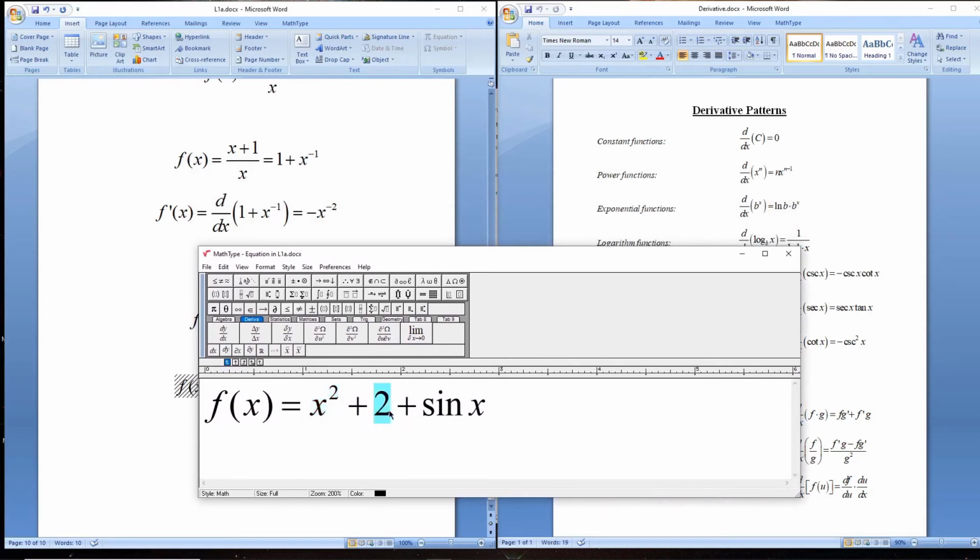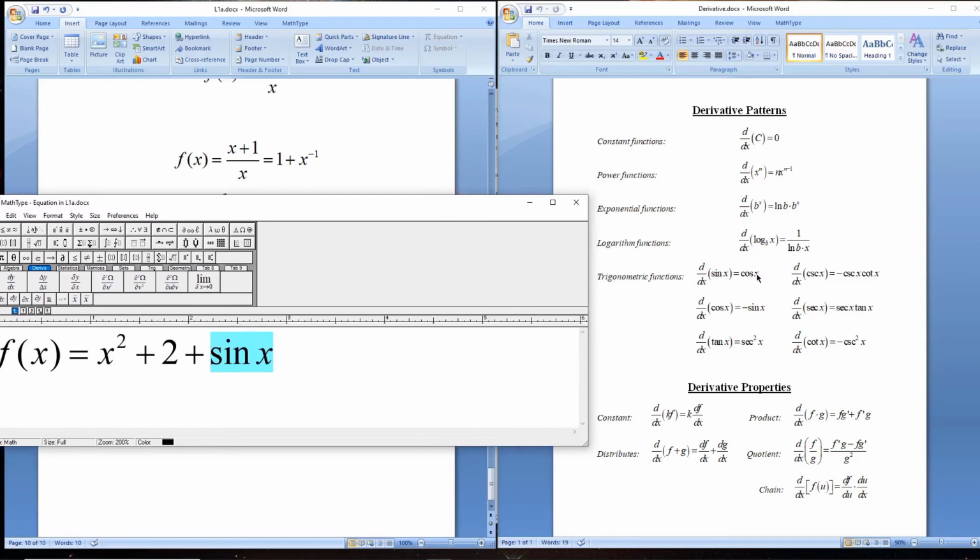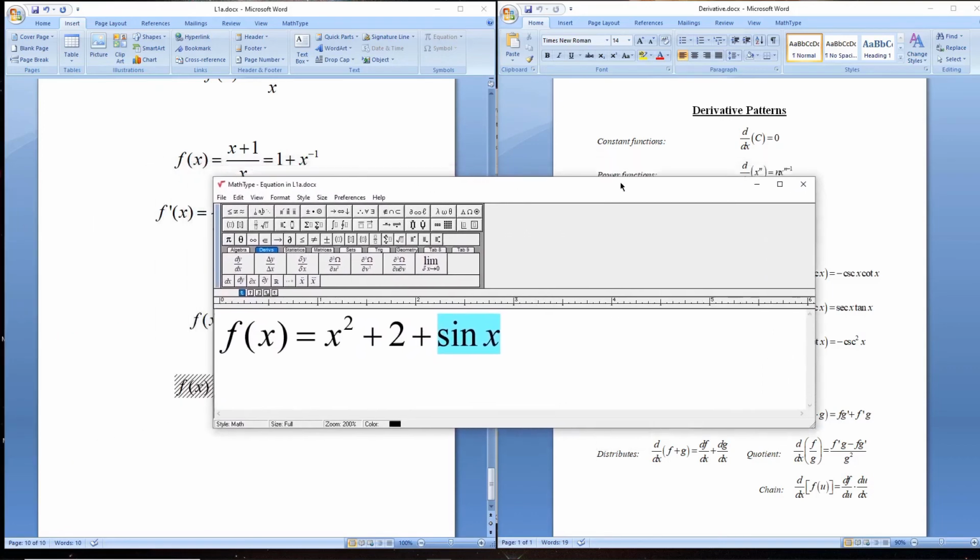Then you want to look here. You want to name this. You want to identify this as a constant function, so you know the derivative pattern to use. And then you want to look over here, and you want to recognize this is the trigonometric function of sine, so that you can go to the sine pattern and get its derivative.